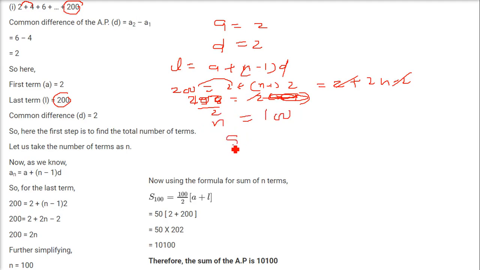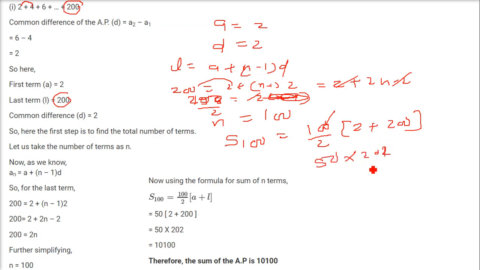Now we can directly use the formula S100, it is 100 numbers, n by 2, a plus l. a is what? The first term, 2. What is the last term? Which is 200. So n is known, 100 by 2 is 50, and 200 plus 2 is 202. If you multiply, it is going to be 10100.